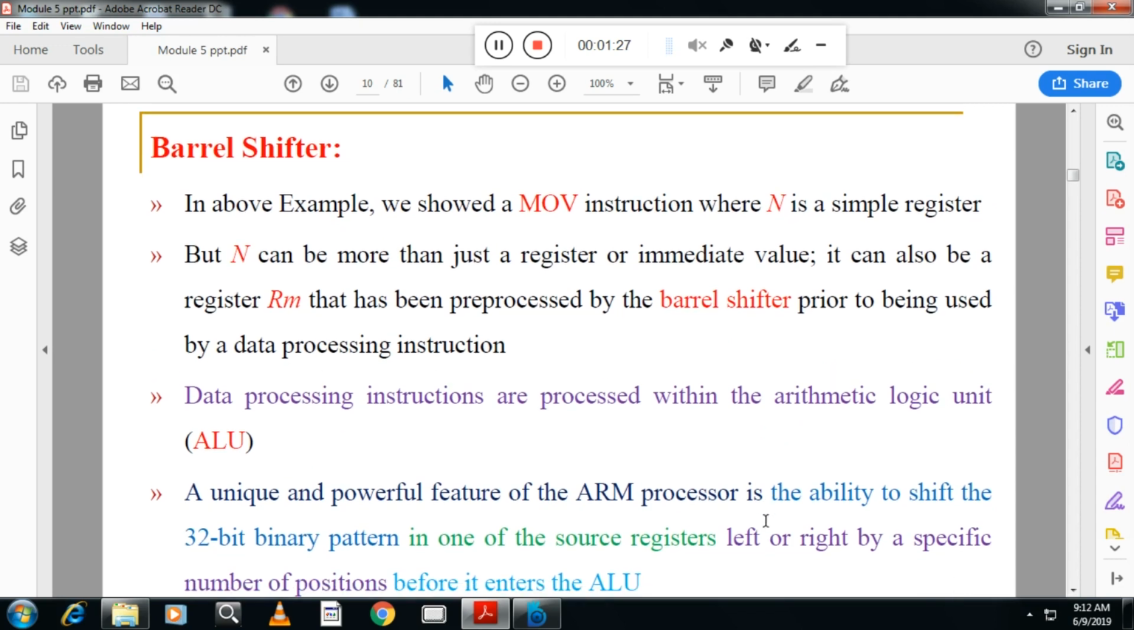Now the barrel shifter, a very important question. In the above example, we saw the move instruction where n is a simple register. N can be more than a simple register. It can also be a register that has been pre-processed by the barrel shifter prior to being used by the data processing instruction, that is, by the ALU. So a barrel shifter is a register which has a unique, powerful feature: the ability to shift the 32-bit binary pattern from one of the source registers left or right by a specific number of times before it enters the ALU.